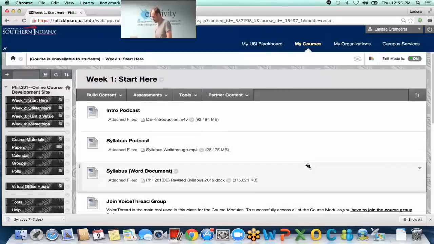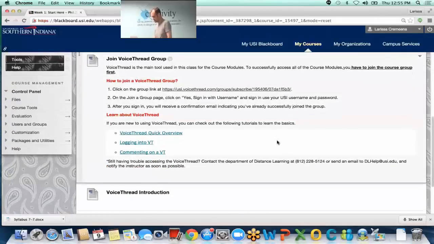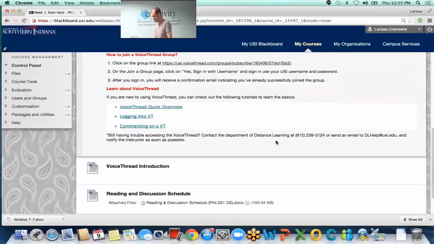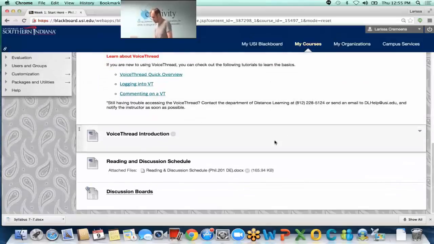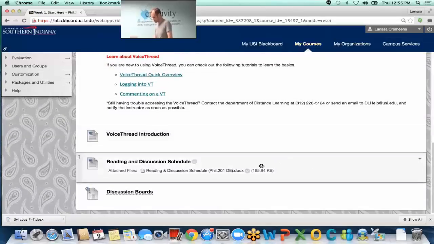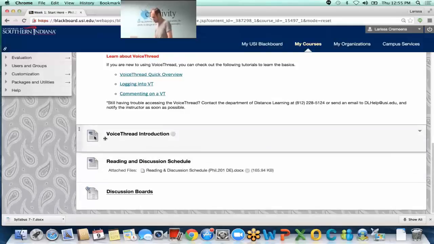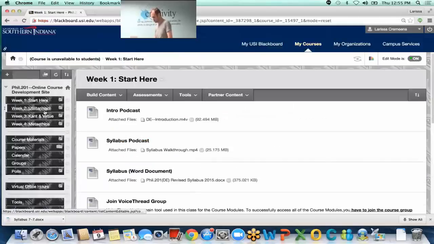along with the syllabus itself and the joining VoiceThread information. I don't have them do any VoiceThread in the first week, but in the second week there will be. And then there's the reading and discussion schedule, which I may show you later on, but I think you can get the basic idea just by looking at these first 4 weeks.